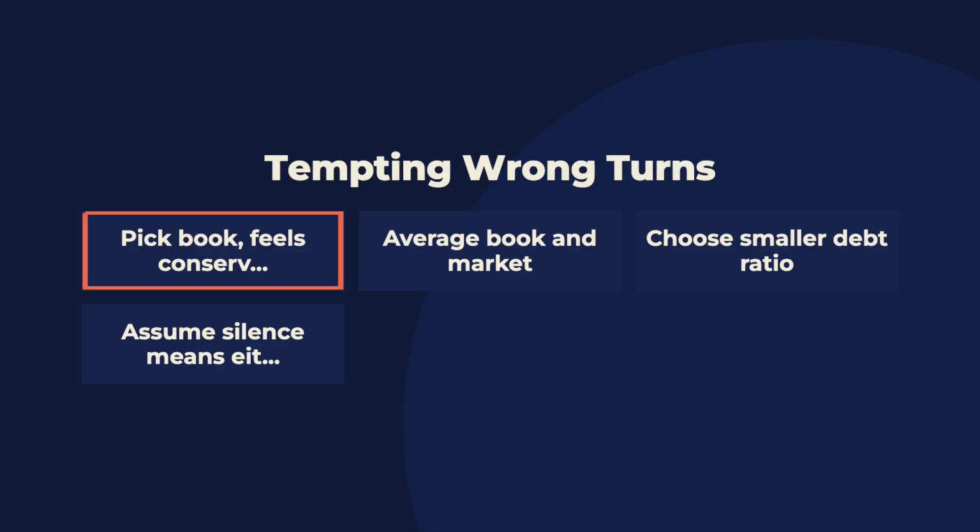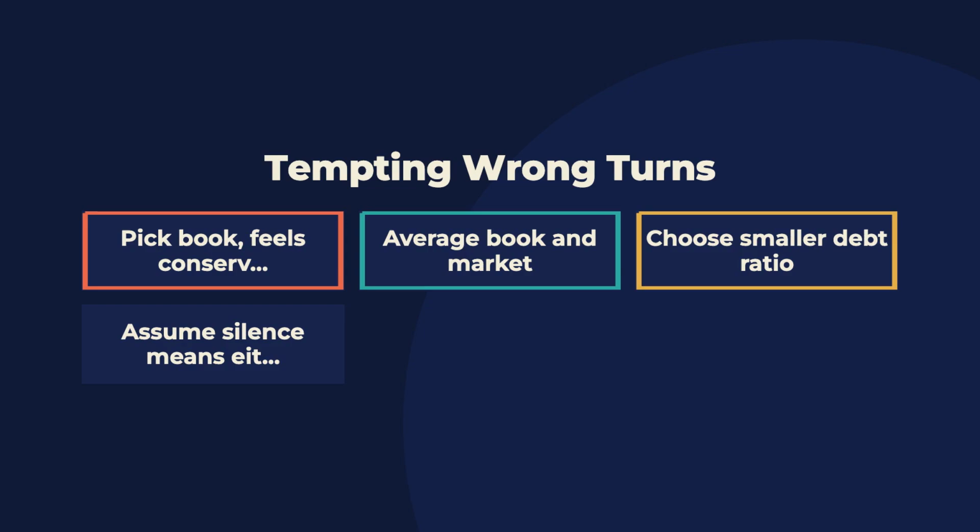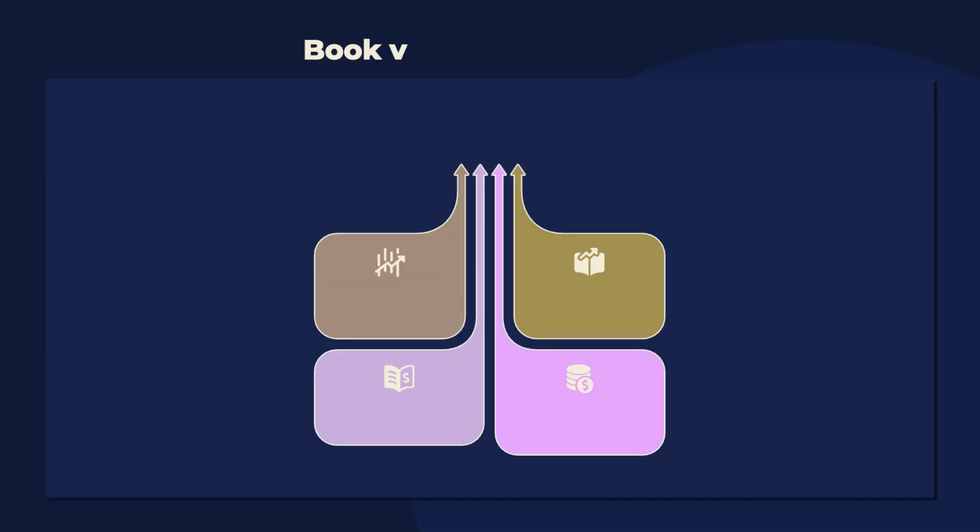A few instincts lead you astray here. Picking the book figure because it seems more conservative or official, averaging the two numbers as if the truth lies in between, and choosing whichever basis gives the smaller debt ratio all substitute comfort for the actual rule, which is relevance, not caution or convenience.